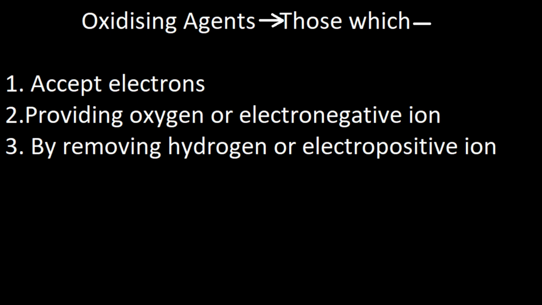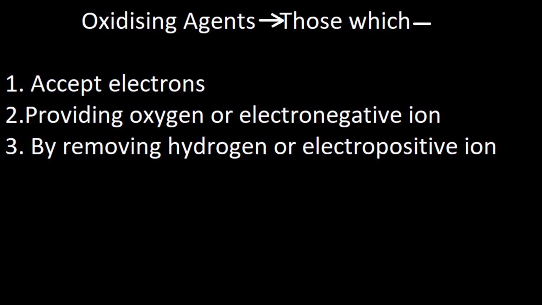Second one, providing oxygen or electronegative ion. Copper oxide provides oxygen to form water, or electronegative ion means chlorine. In the second example, if chlorine acts as an oxidizing agent, then it provides electronegative ion.